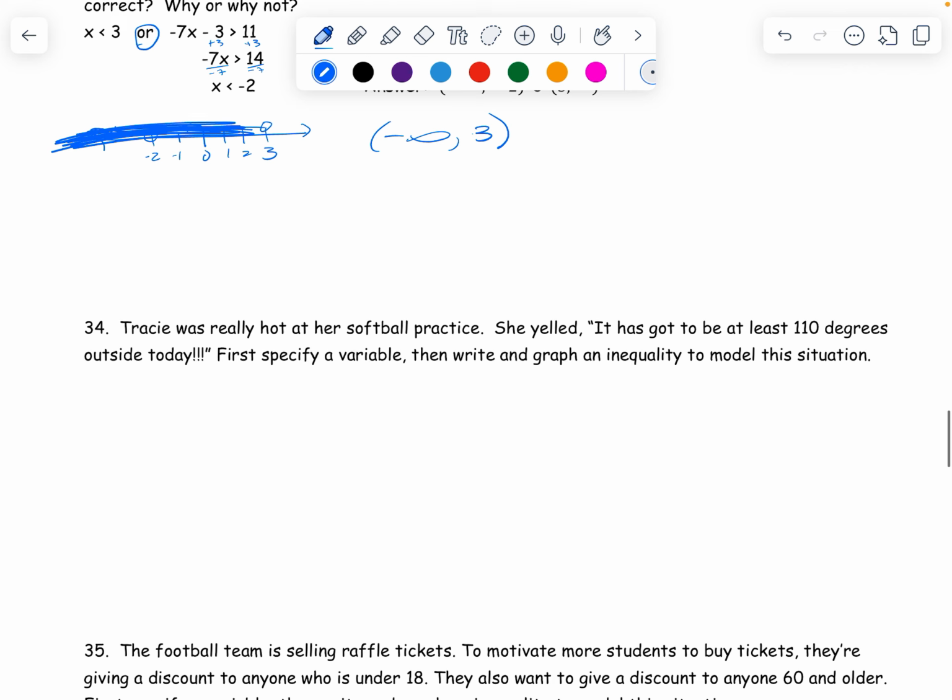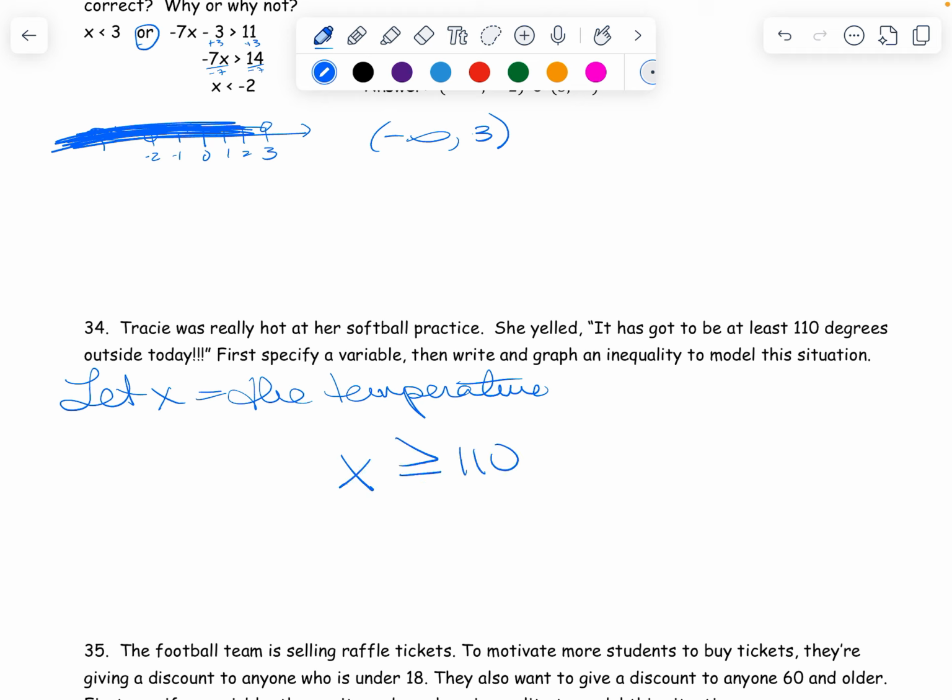Tracy was really hot at our softball practice. She yelled, "It has to be at least 110 degrees outside." 110 degrees. Let X equal the temperature. Okay? At least has to be greater than or equal to 110.